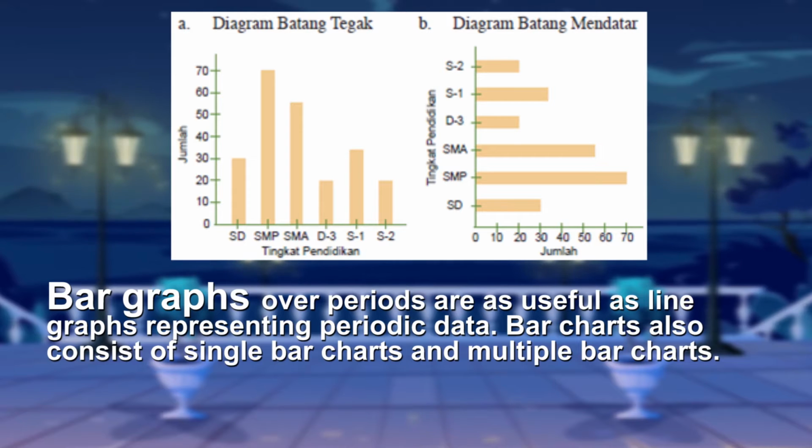Bar charts also consist of single bar charts and multiple bar charts. As you can see in this picture, there are two types of diagram, horizontal and vertical.